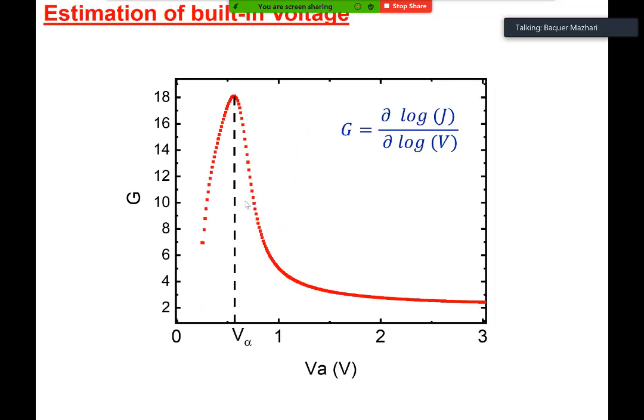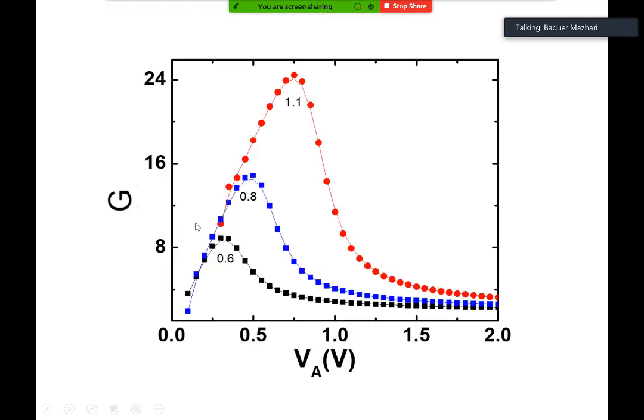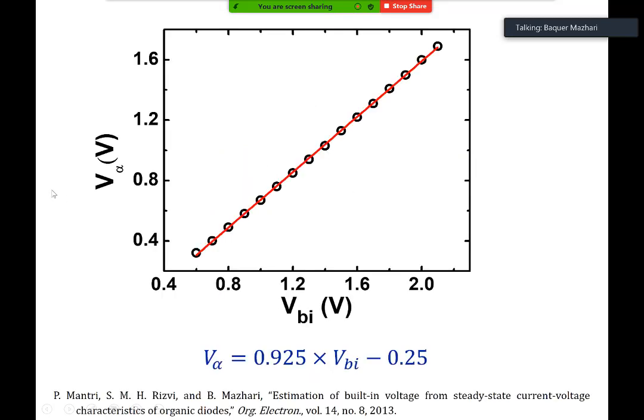This is the actual characteristics, and if you take the derivative, you see this particular peak here. You can determine this quantity called V alpha, the place where the peak occurs. Through simulation results, this is G for various values of built-in voltage: 0.6, 0.8, 1.1. We show that this peak value, V alpha, scales linearly with the built-in voltage. After lots of simulations, we could fit this expression: V alpha is 0.925 VBI minus 0.25.